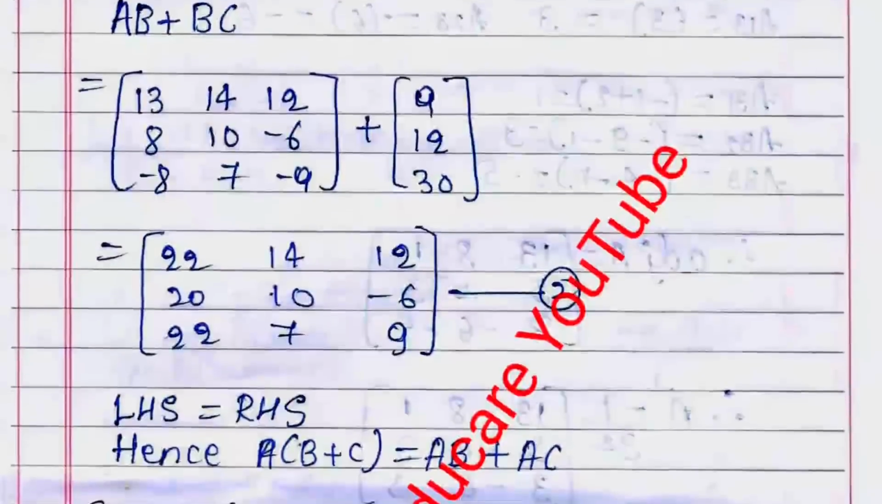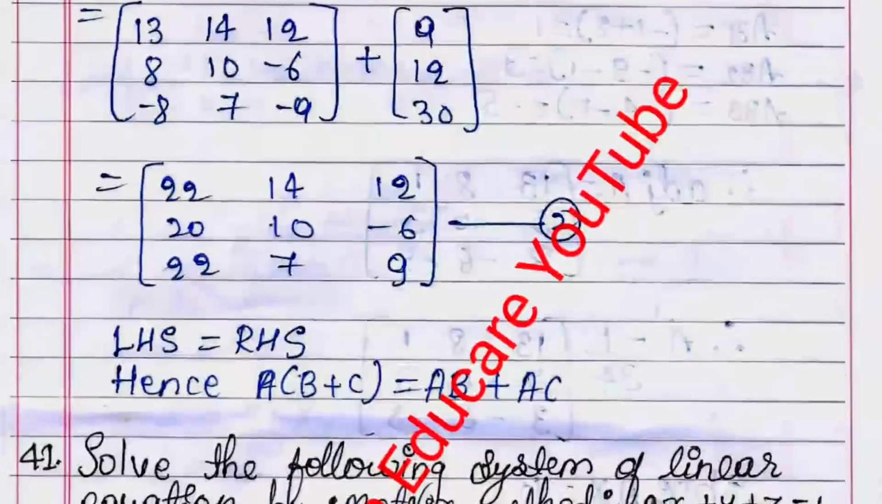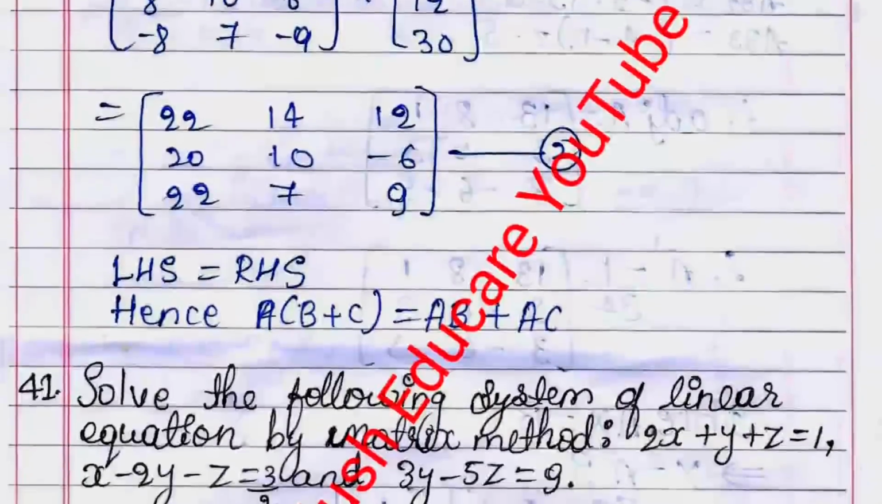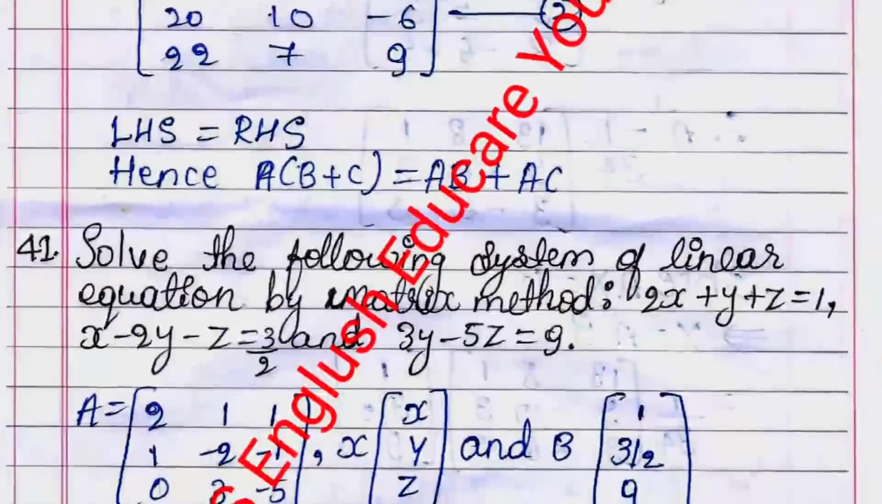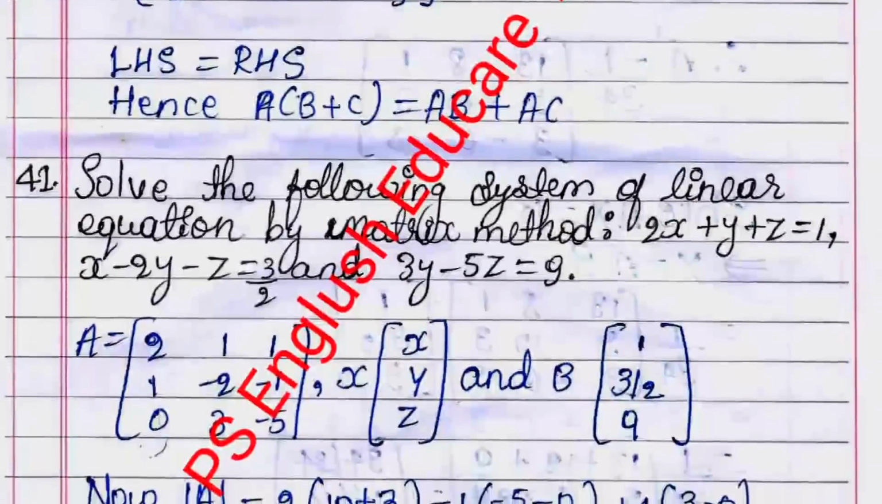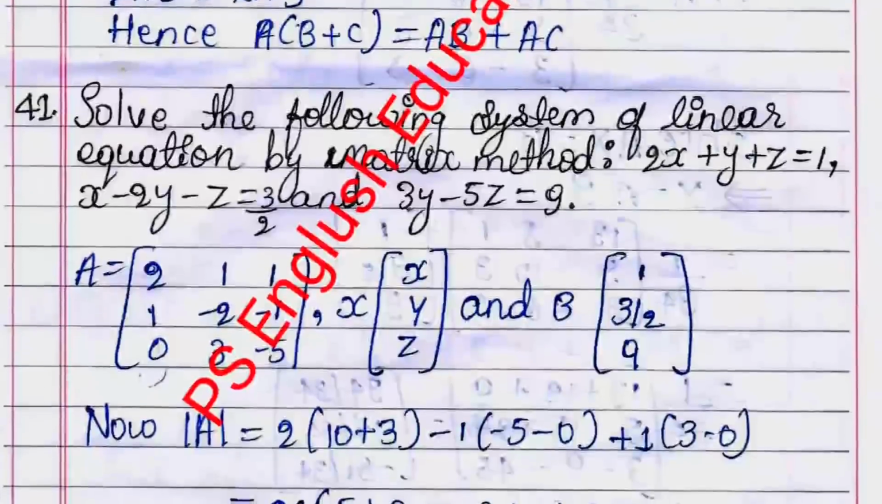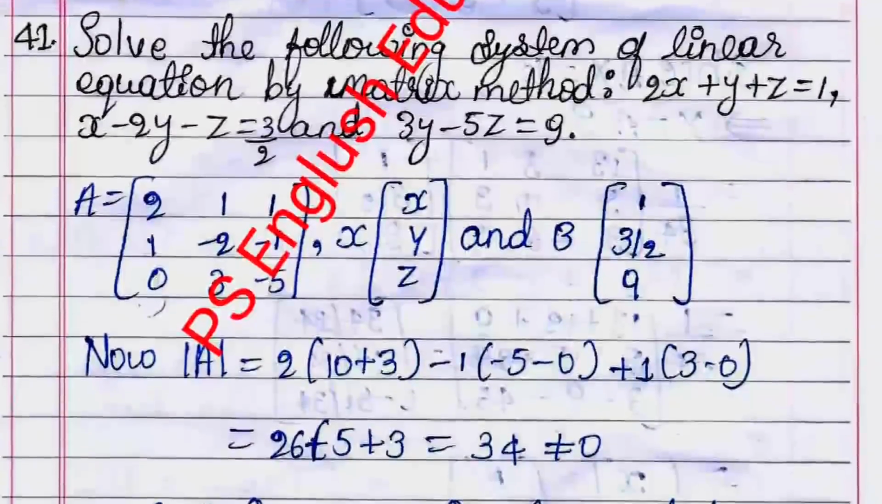Solve the following system of linear equations by matrix method. 2x + y + z = 1, x - 2y - z = 3/2, and 3y - 5z = 9, and the answer is below.